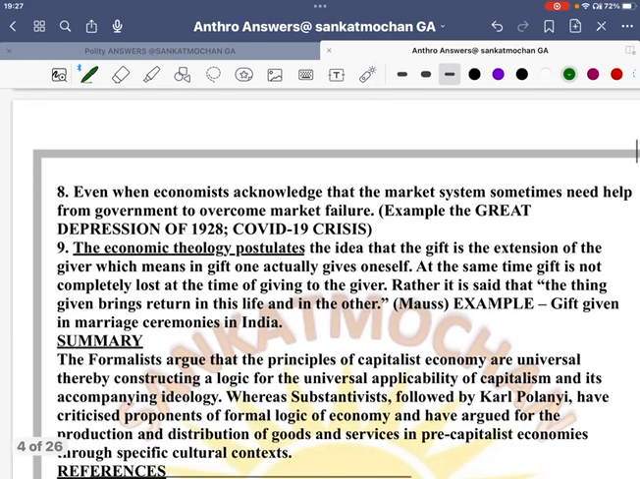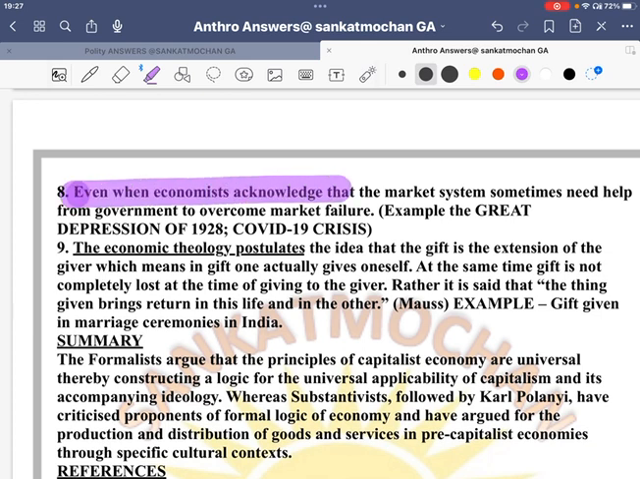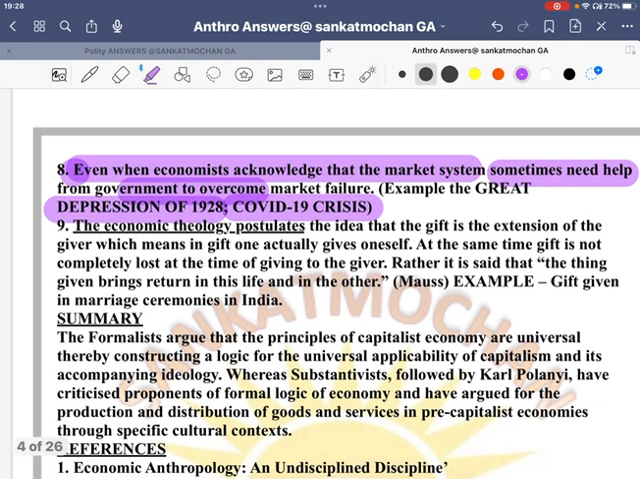Now see, even here he said, even when economists acknowledge that market systems sometimes need help from government. Like I have said, the COVID-19 crisis, the 1929 depression. These are examples when government has to step in. Right now also government is helping MSMEs to grow, not only MSMEs, the textile sector. In fact, today ISRO has launched Chandrayaan 3. So ISRO is supporting whom? The private ventures which are small and just entering the market of space. Here government is helping them, because the one who gives the budget to ISRO is the government.